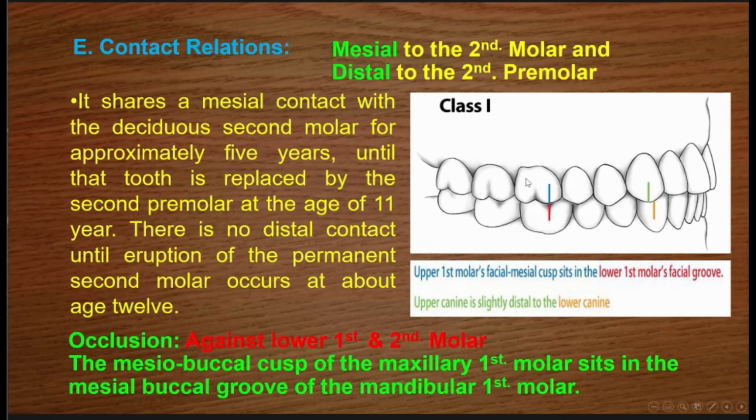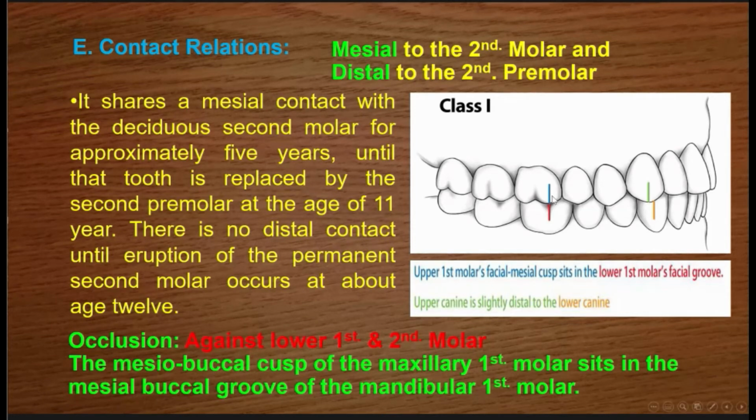And at the same time, there was no tooth here because the second permanent molar comes at the age of 12 years. So this maxillary permanent first molar is the last tooth in the arch until the age of 12. After the age of 11 years, the deciduous second molar is replaced by the premolar, and the permanent second molar comes on the distal side. So the contact relation is changed.